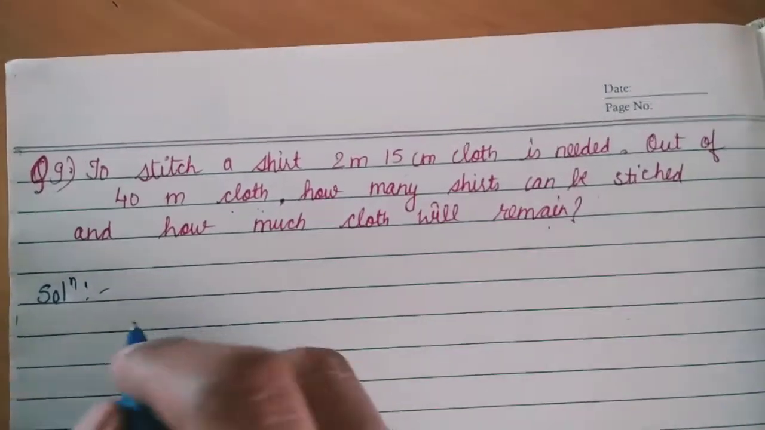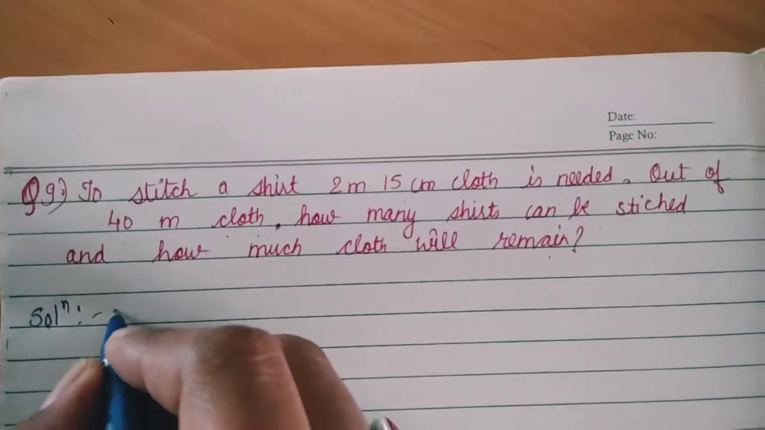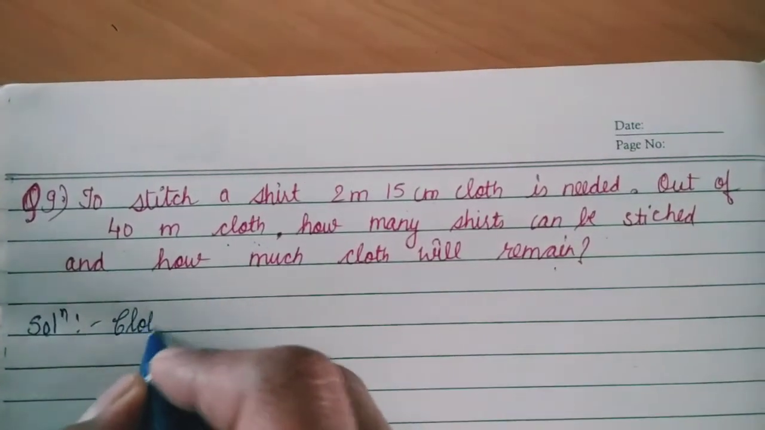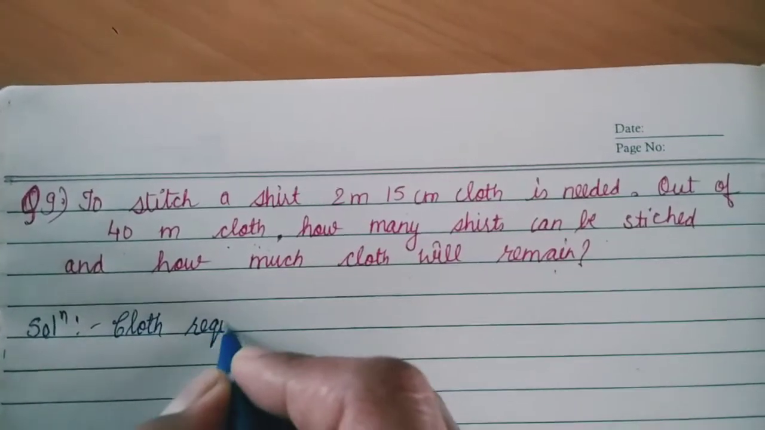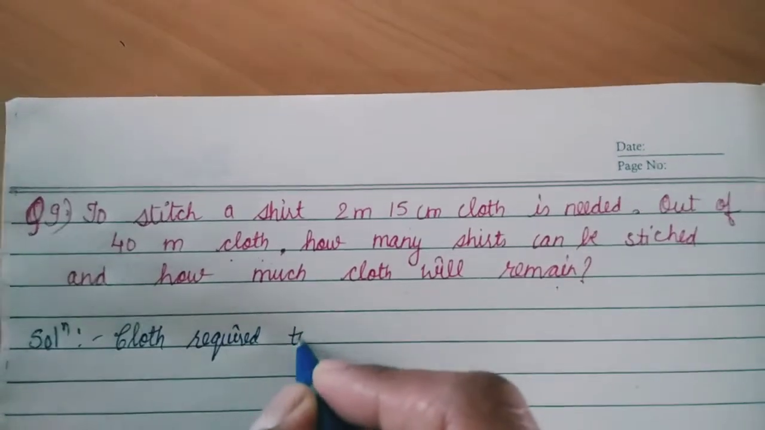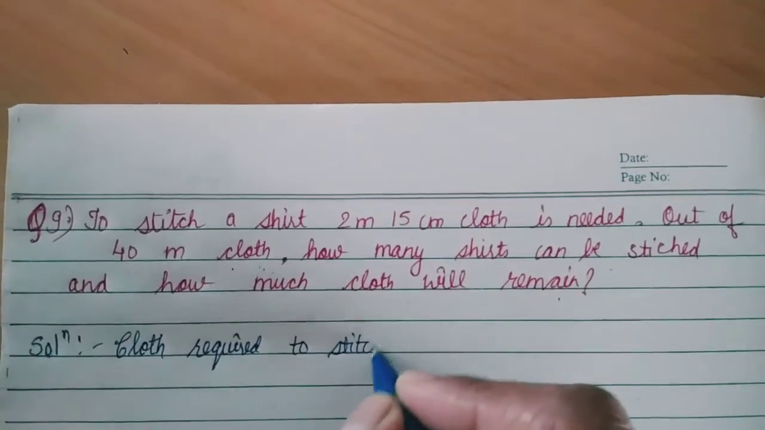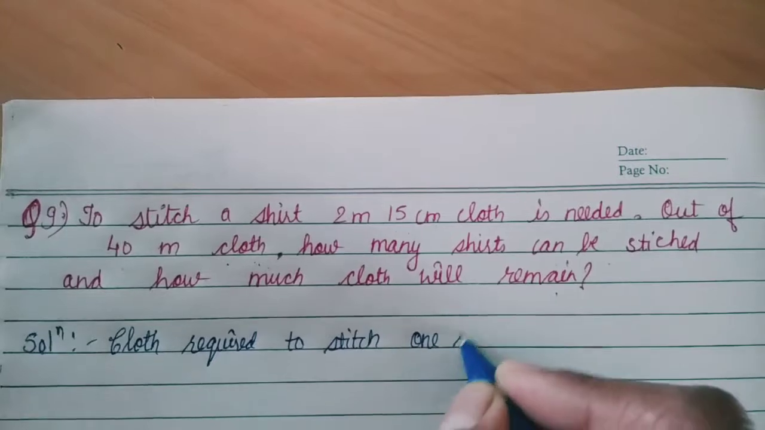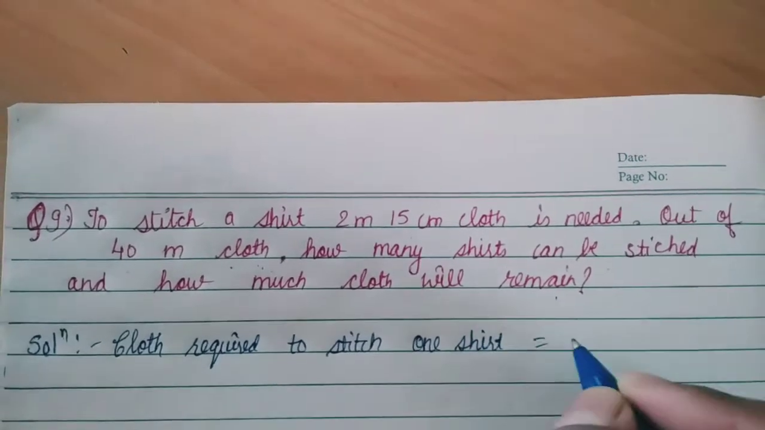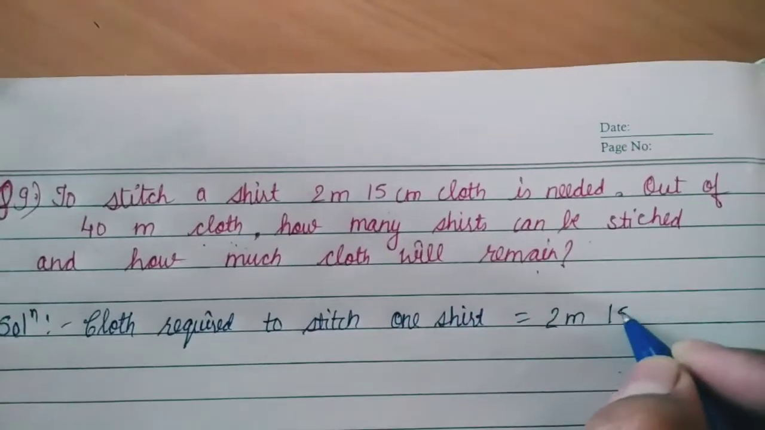So firstly we will do the cloth required to stitch one shirt. To stitch one shirt is 2 meter 15 centimeter.